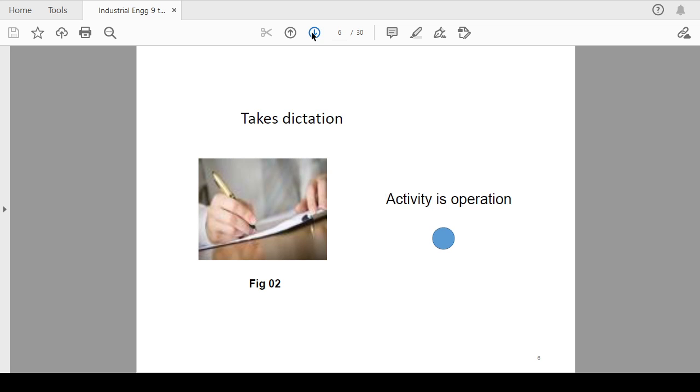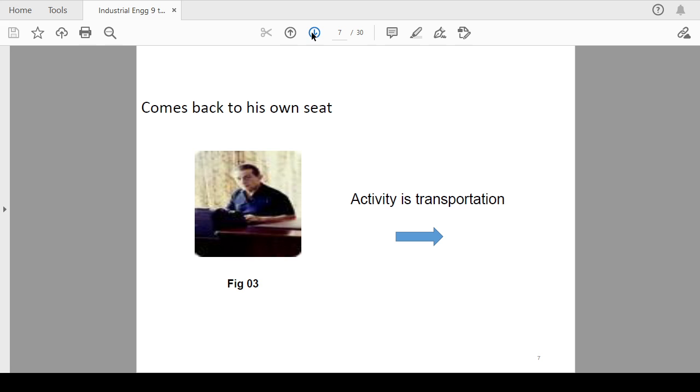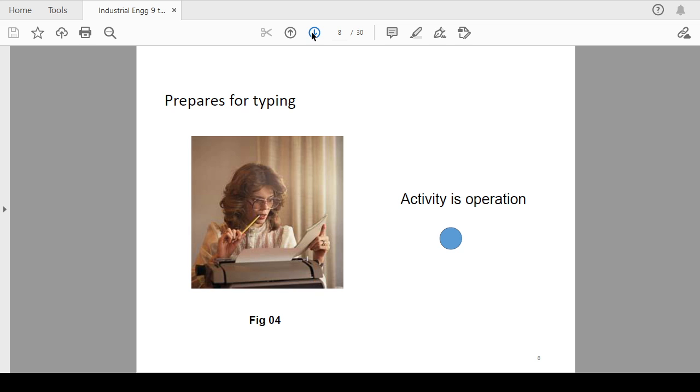Next is taking dictation from the officer. That activity is an operation, so it will be represented by a circle, which is the symbol of the operation activity. Then he comes back to his own seat, and the activity is transportation, from the officer's office to his seat. So that will be depicted by again one arrow.